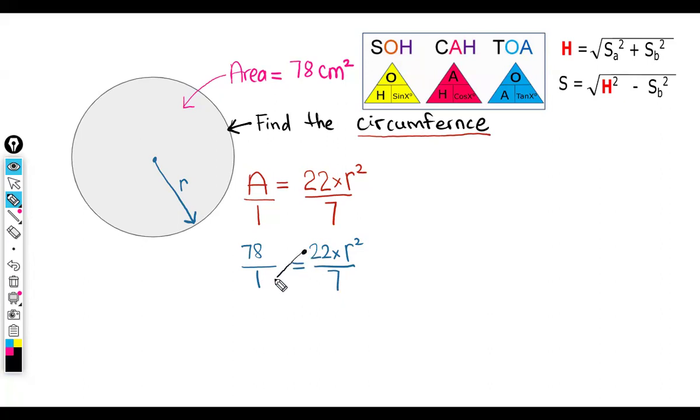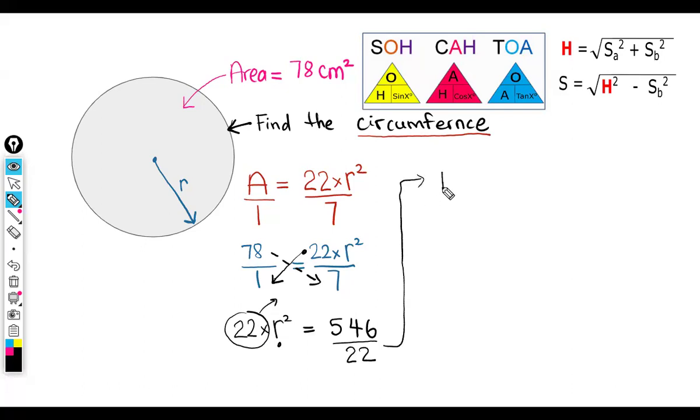Cross multiply this one first, just like in the last example. Anything multiplied by 1 is itself. 78 multiplied by 7. I cannot do that in my head. Use my calculator here. 546. We want to solve for R. The 22 is a multiply. Throw it across. We get a divide. Let's move up here. When we divide these two, we should go to 2 decimal places.